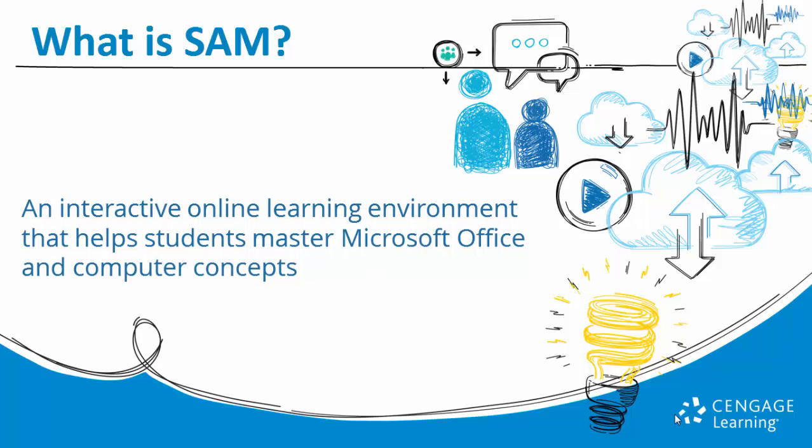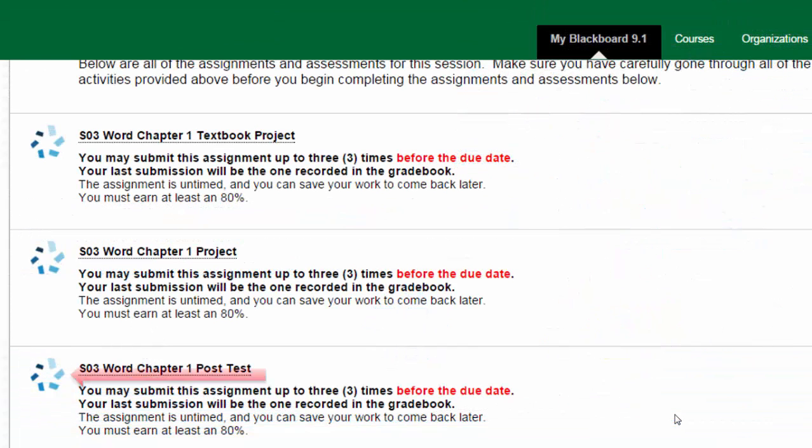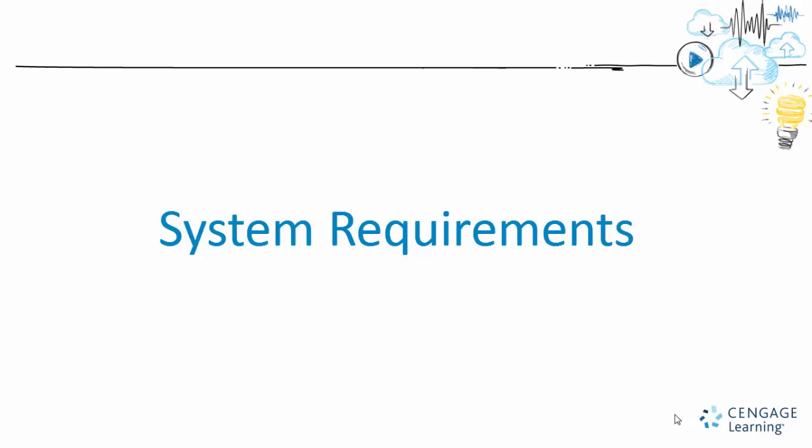SAM is an online interactive learning environment that's going to help your students master Microsoft Office and computer concepts. You'll easily be able to identify any SAM activities within your Blackboard course by the following blue logo. Let's talk about the system requirements for using SAM within Blackboard.